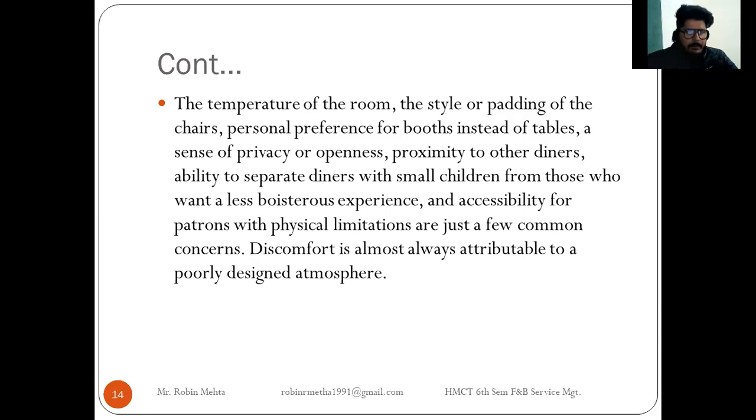There are so many points: proximity to other diners, ability to separate diners with small children. Those who come with children may want separate dining, meaning separate places to eat. Sometimes some people have a physical limitation and need some special treatment, a special place, or special chairs. That also comes under comfort points.